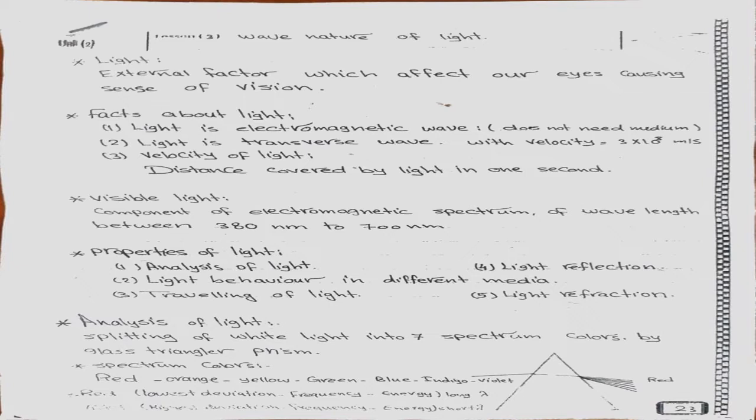Today we are going to discuss lesson 2 in unit 2, which is the wave nature of light. Firstly, you have to know that light is any external factor which affects our eyes, cause sense of vision.